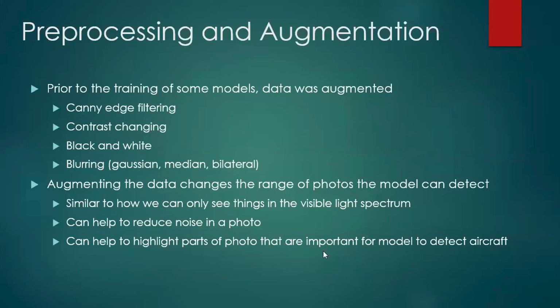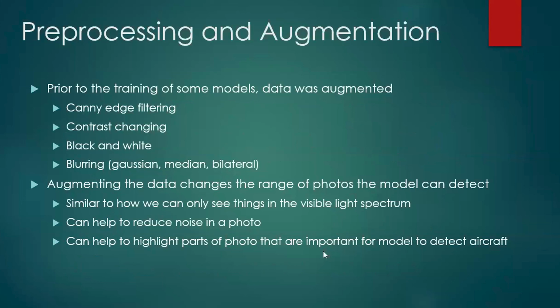So a little bit of some background on our pre-processing and data augmentation. Some augmentations that I did to the photos included canny edge filtering, contrast changing, black and white, so changing it to grayscale, and blurring, that being Gaussian, median, and bilateral.